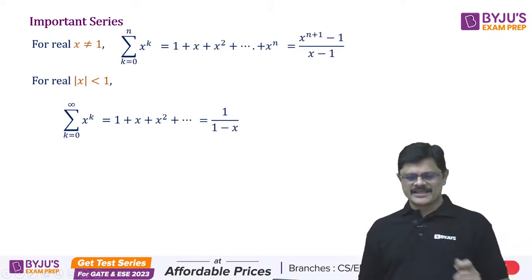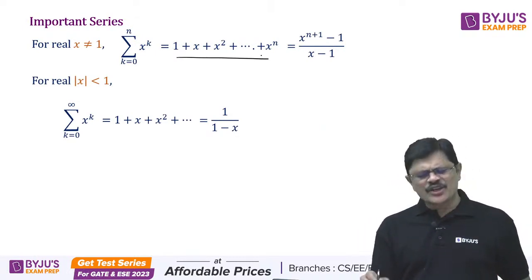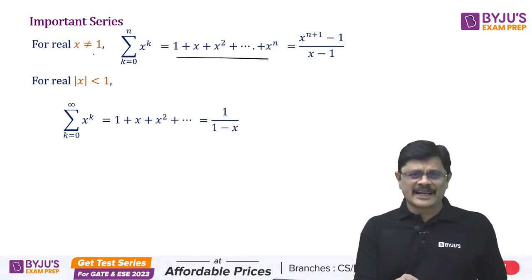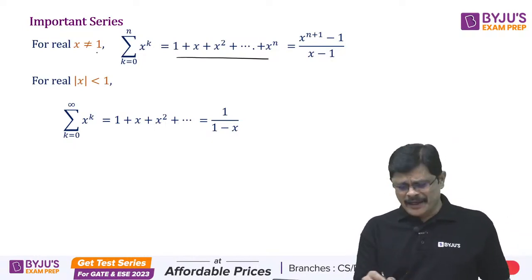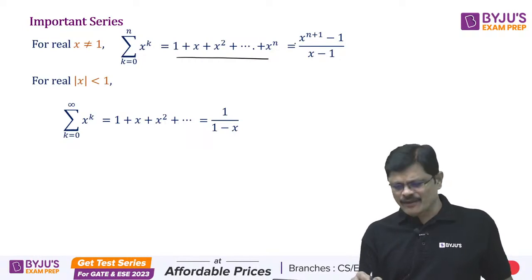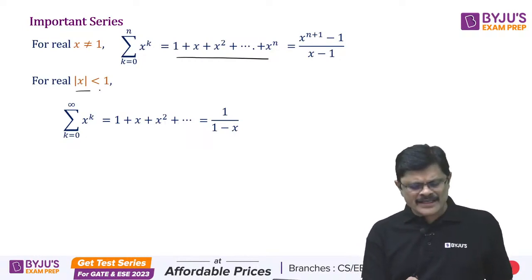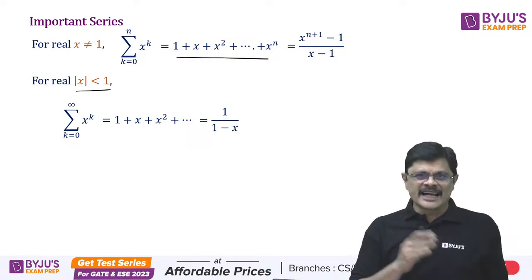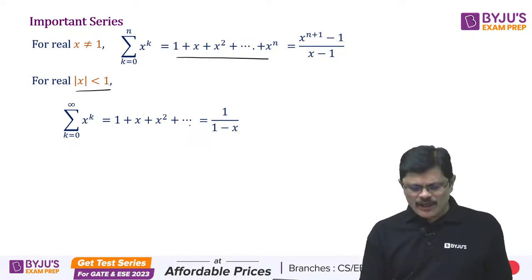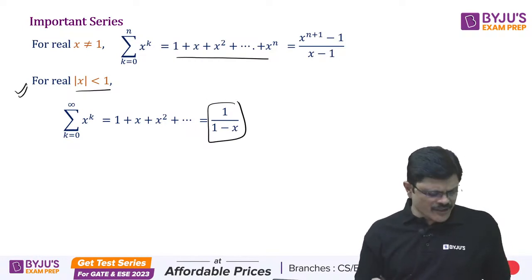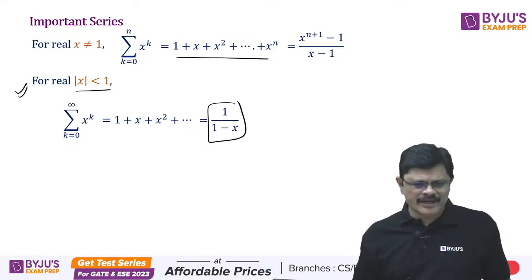Some more important series. It is same as your geometric progression formula only, my dear friends. Sigma x power i, okay, where x is not equal to 1, and we are assuming that x is greater than 1. It is x power n plus 1 minus 1 by x minus 1. And this is for mod x less than 1, that is, it is lying between minus 1 to plus 1. Sum to infinite terms is given by 1 by 1 minus x, which is exactly same as your geometric series sum to infinite terms, my dear friends.